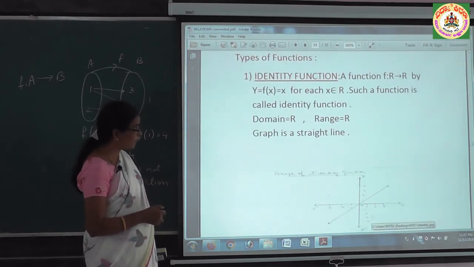For the definition you will get 1 mark, for domain 1 mark and range 1 mark, 3 marks in all, and for this graph you will get 2 marks. Totally it is a 5 marks question.